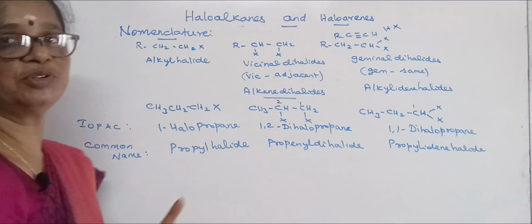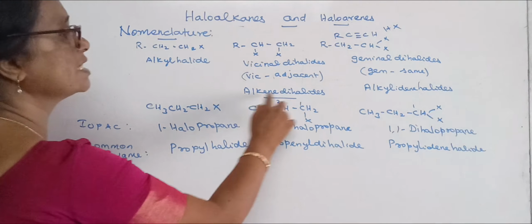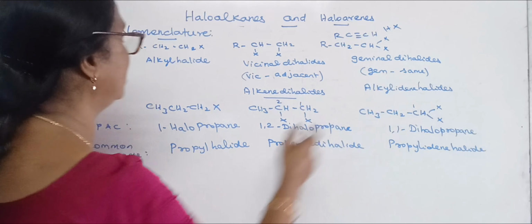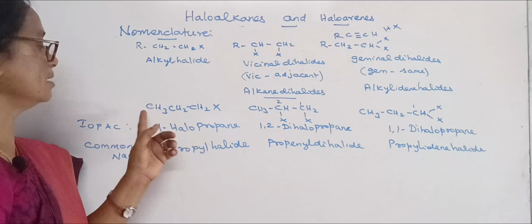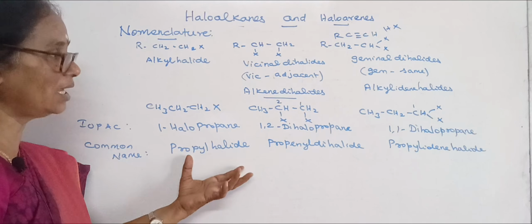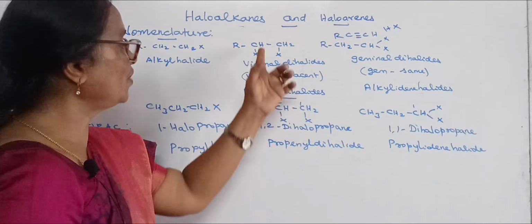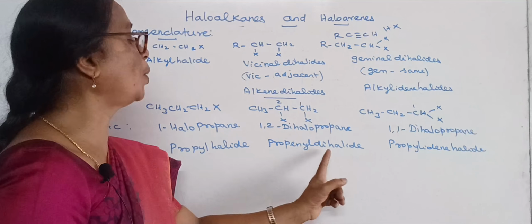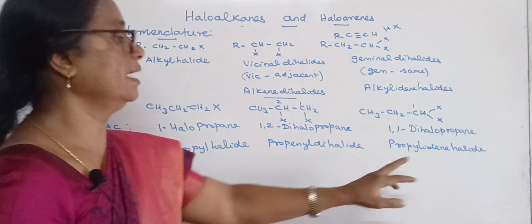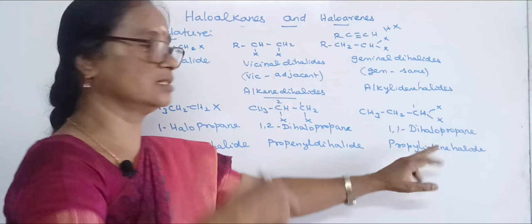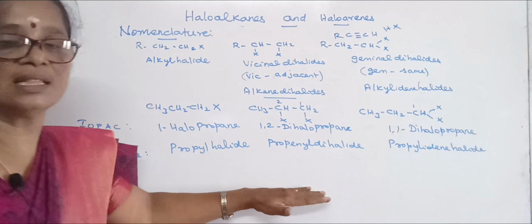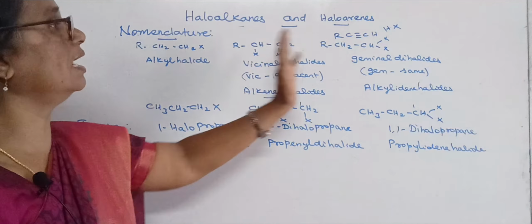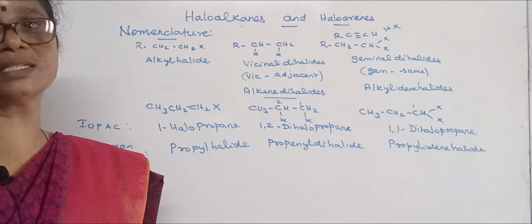dihalopropane. What about their common name? Common name as per the alkene and alkylidine. So common name for this is propyl halide, because of 3 carbon propyl halide. Here it is from alkene, so the name is propenyl dihalide. Here it is from alkyne, so this is propylidine halide. So this is the way how vicinal dihalide and geminal dihalides are named.